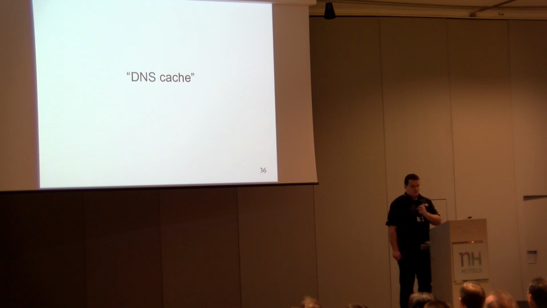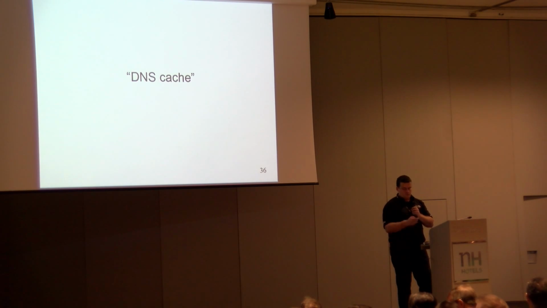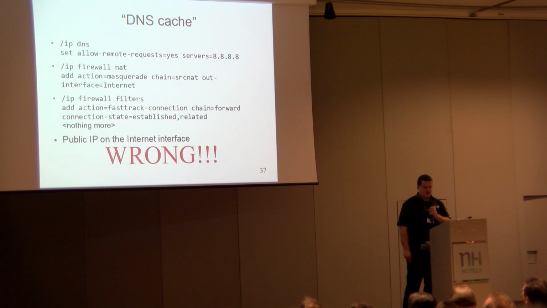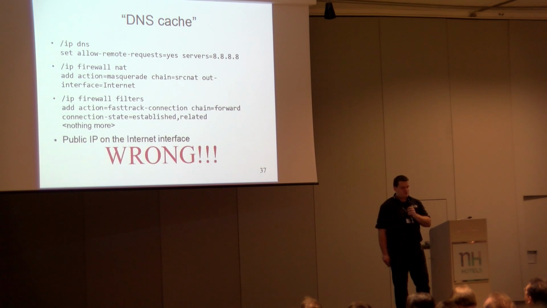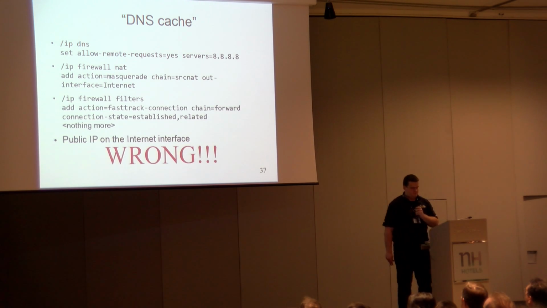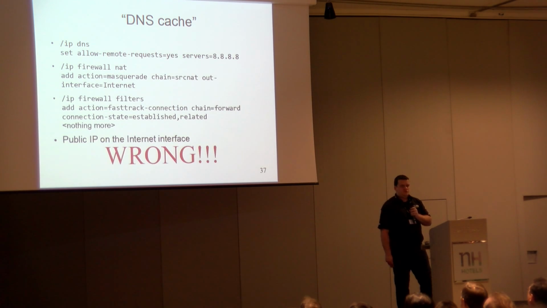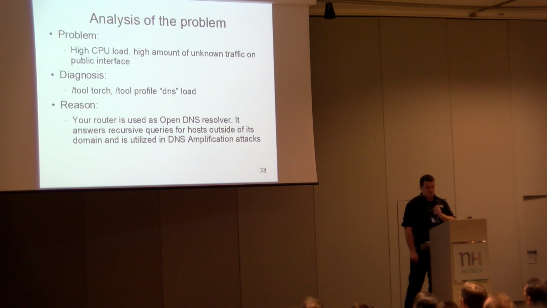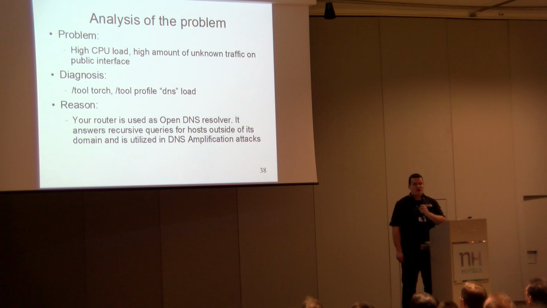Next, another most common problem, DNS cache. So you enable DNS cache, you have a Masquerade, you have a fast track connection, and that's it. You don't have any firewall, only the fast track connection. And you have a public IP on your public interface. So what's my problem? I have high CPU load. I have a high amount of unknown traffic on the public interface.